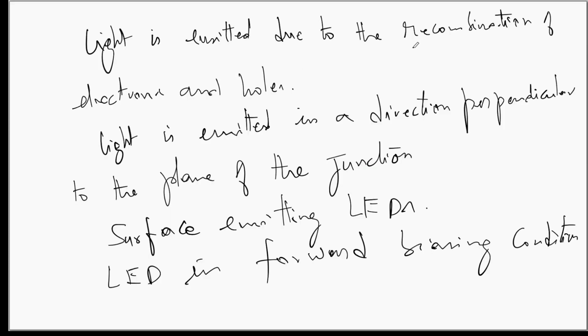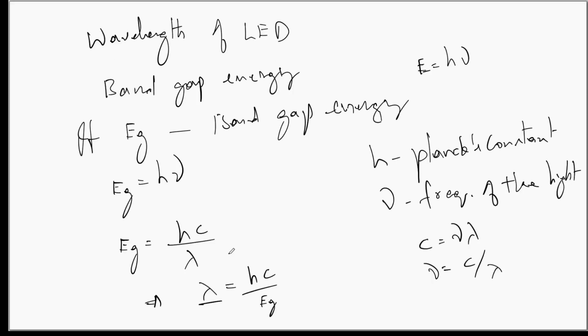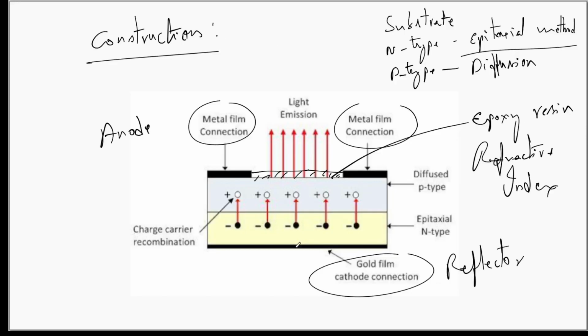Light is emitted in an LED due to the recombination of the electrons and holes. Since the direction of the light is perpendicular to the plane of the junction, these LEDs are also called as surface emitting LEDs. Always the LEDs are forward biased. We have seen how the wavelength of the LED can be calculated. The wavelength lambda is equal to hc upon Eg, where Eg is the band gap energy of the semiconductor used for fabricating the junction. We have seen the construction of the LED.